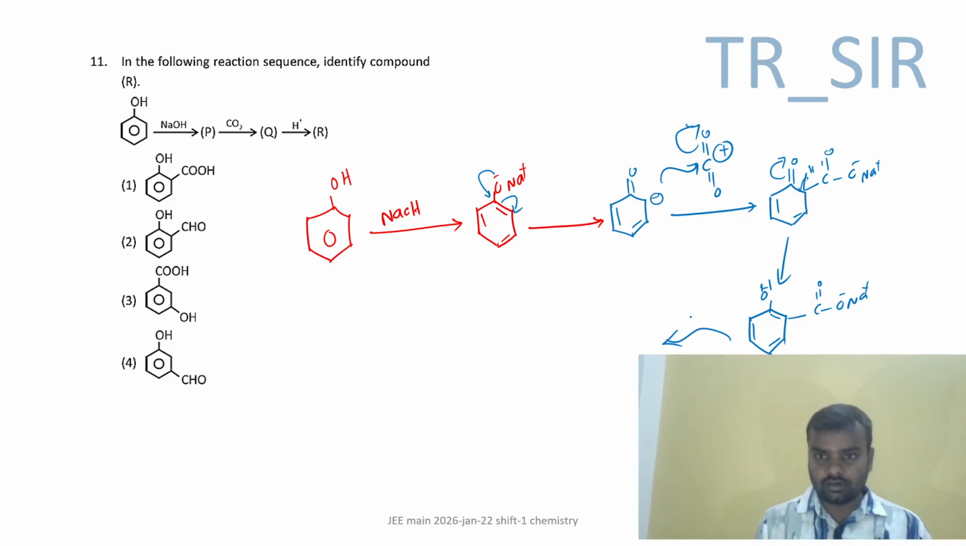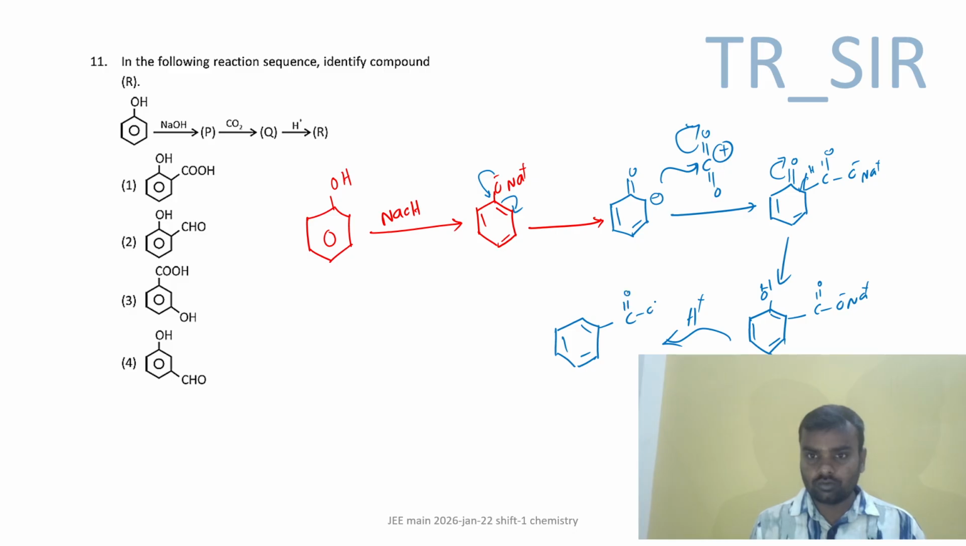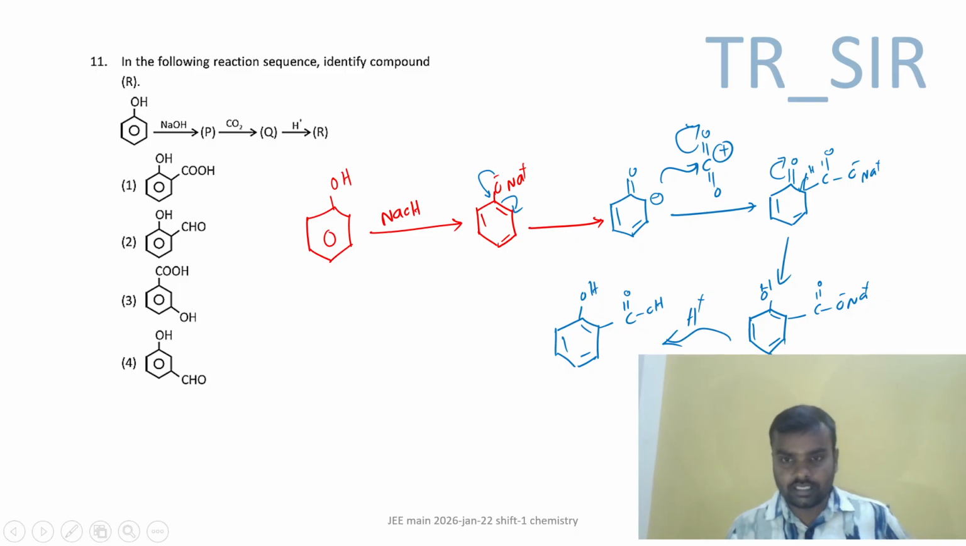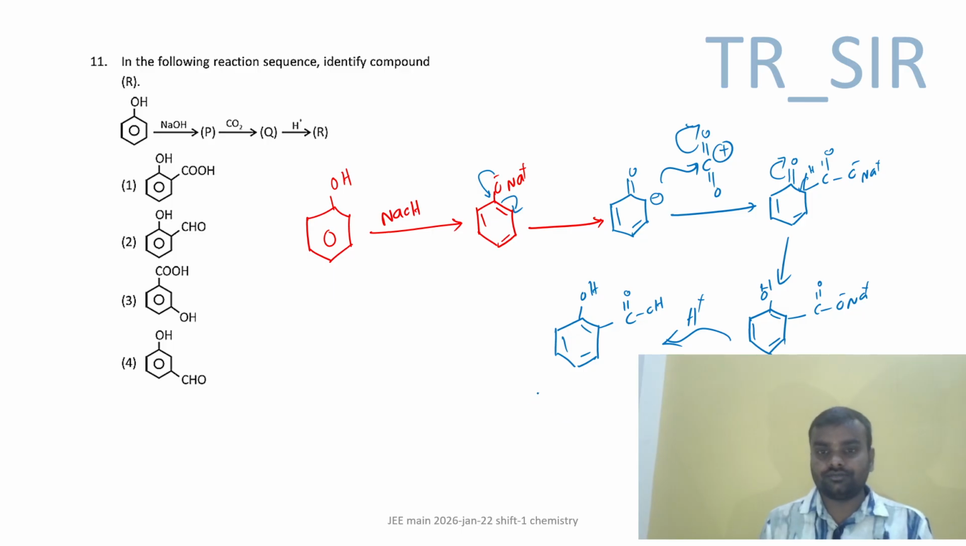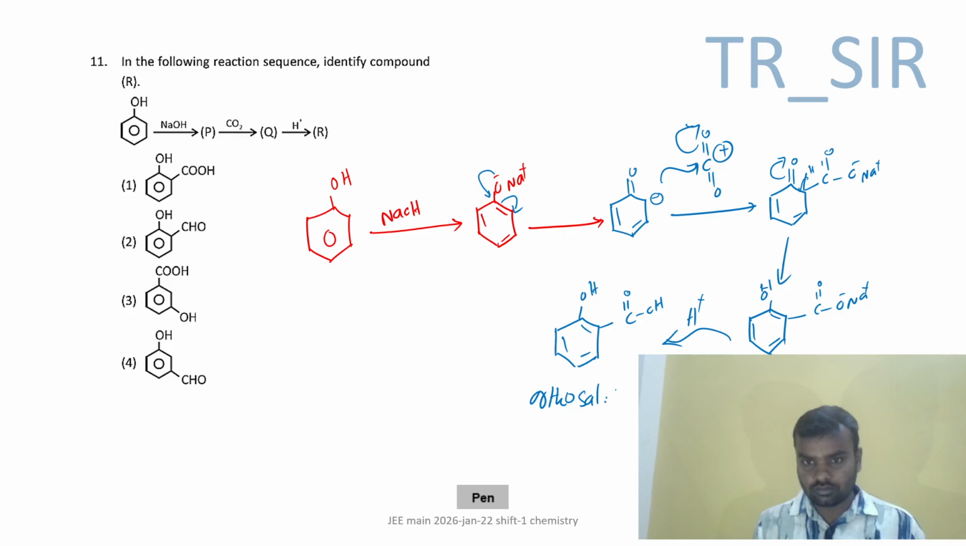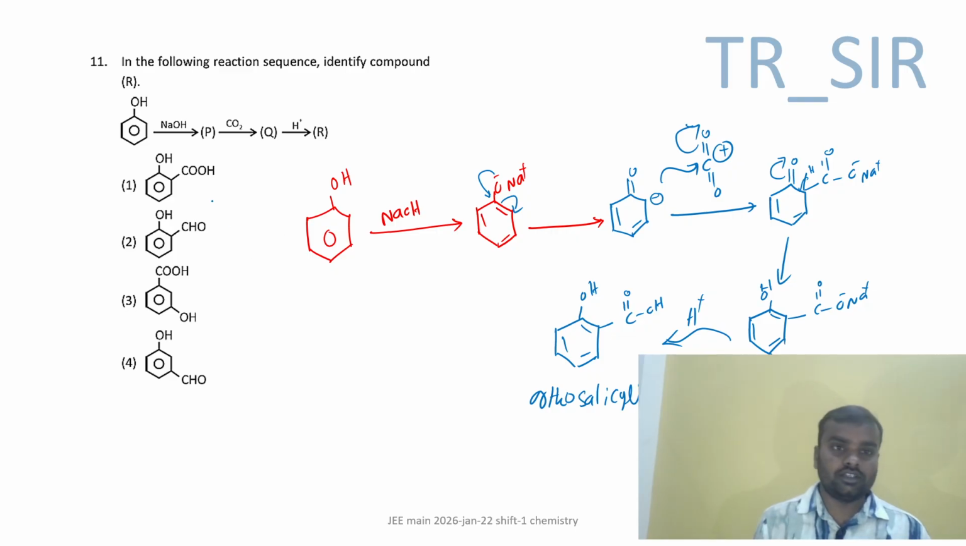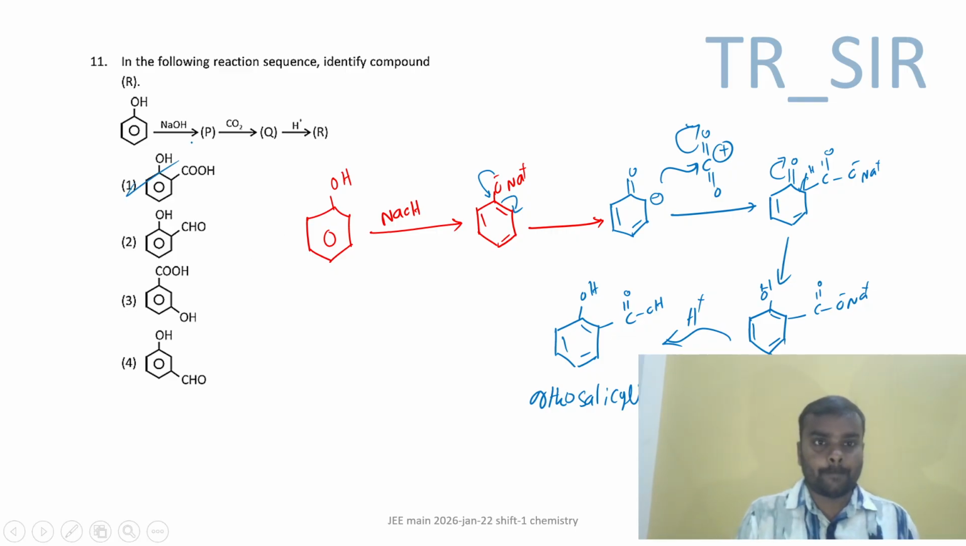Now, next, after doing acidification, you will get it like this: double, single, double. So C double bond O, OH, then OH, right? So this will be ortho-salicylic acid. This one, that is option A, is the right answer. Aldehyde will come when you take the Reimer-Tiemann reaction.